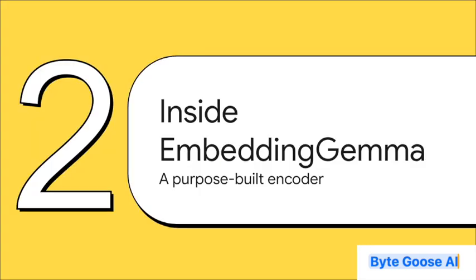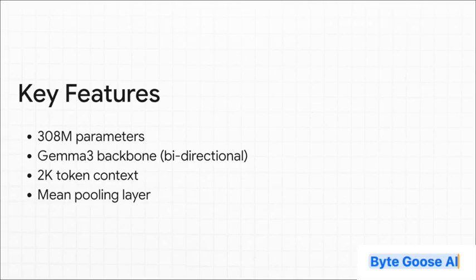So, this brings us straight to EmbeddingGemma. This isn't some repurposed model. It was built from the ground up on these exact principles. It's a purpose-built encoder designed to do one thing and do it exceptionally well: create world-class text embeddings. So let's pop the hood and see what's inside.